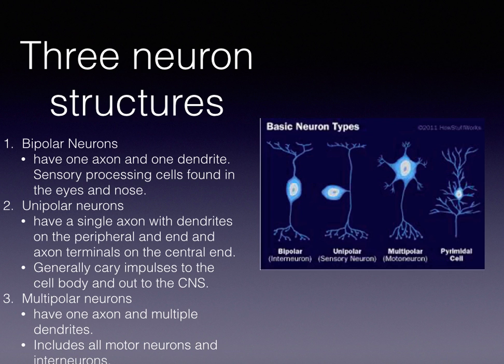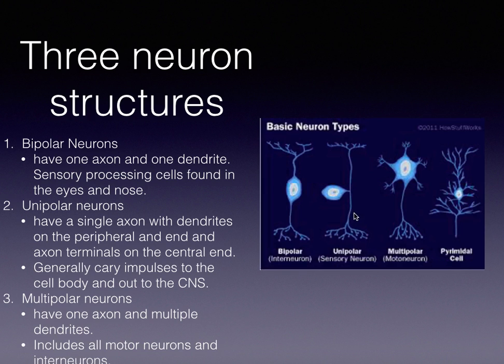And then our last slide talks about three different neuron structures. Remember, form follows function. Not all of our neurons are going to look exactly alike. They have different functions within our bodies. Bipolar neurons have one axon and one dendrite here, as you can see. They are sensory processing cells found in the eyes and nose. So they're going to do more acute sensory reception. They basically have less to do because they're relaying a lot of sensory information into one neuron.